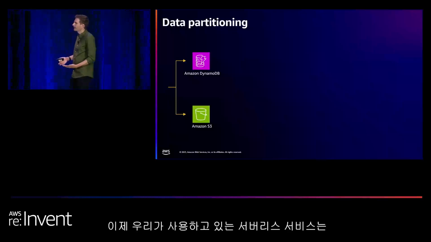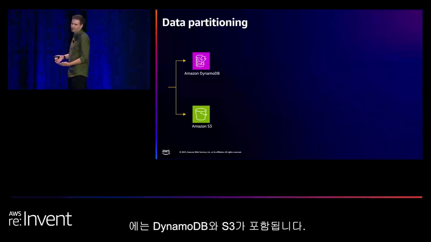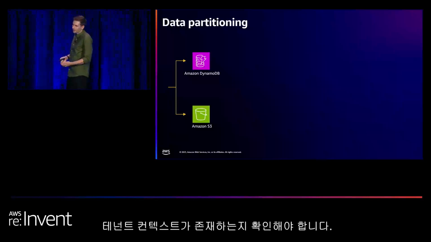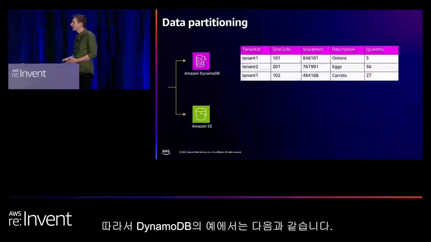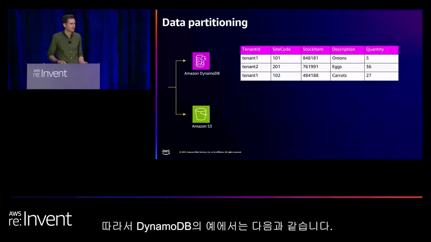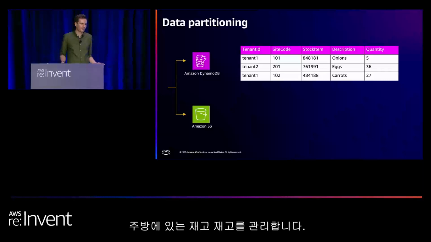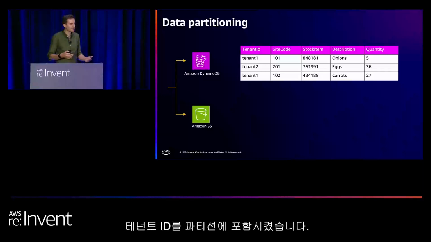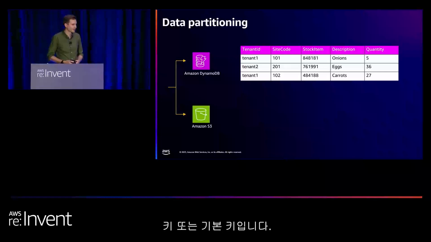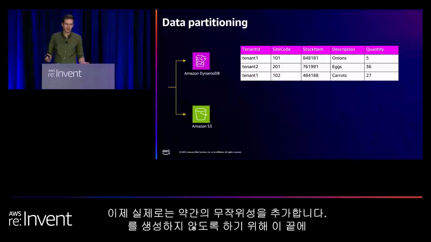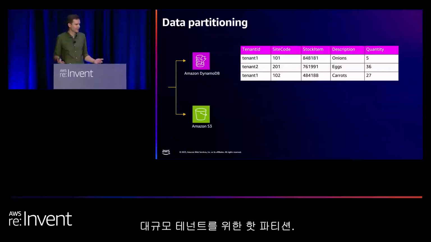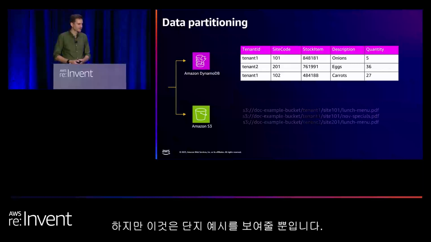Now, our serverless services that we are using include DynamoDB and S3. We need to ensure that the tenant context is present when we're storing our data. So in the example of DynamoDB, here's a look at our table, for example, for managing our inventory of stock we have in the kitchen. We've included the tenant ID as the partition key or the primary key. Now, in reality, you would add some randomness to the end of this to ensure that you don't create hot partitions for large tenants. But this just shows you the example.